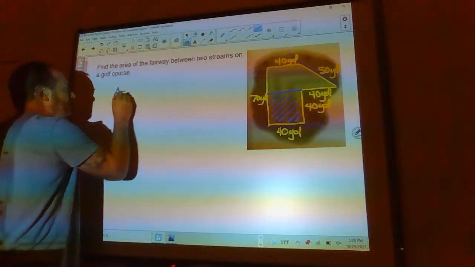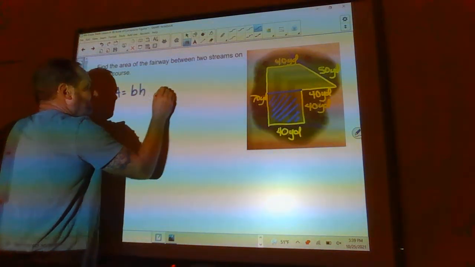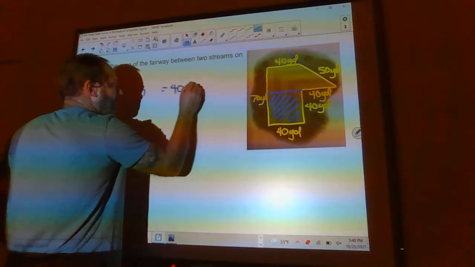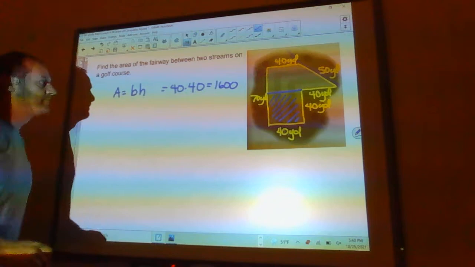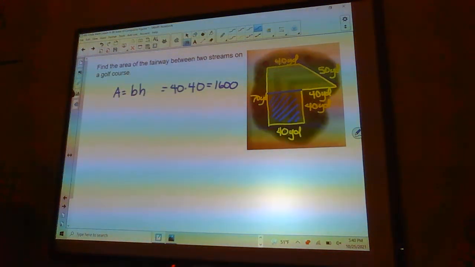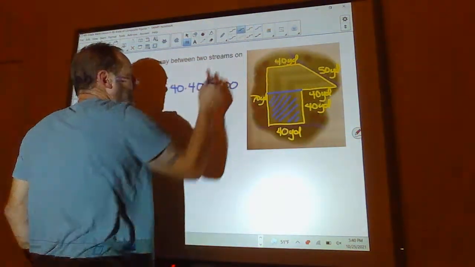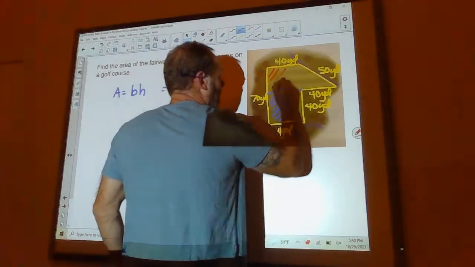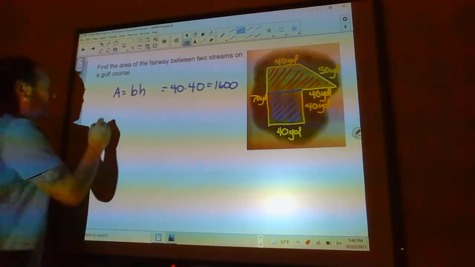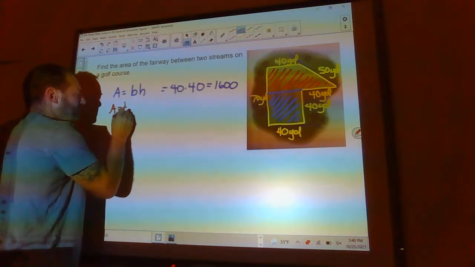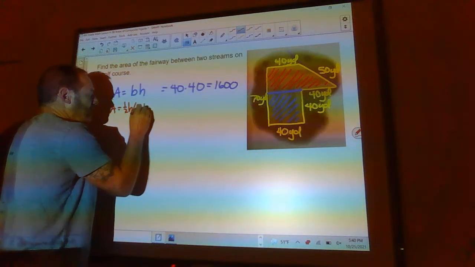So the area is going to be base times the height. It's going to be 40 times 40, which is 1600. Now I've got a trapezoid. So the trapezoid is going to be this part up here. Okay, so the area of a trapezoid is 1/2 the height times base 1 plus base 2.